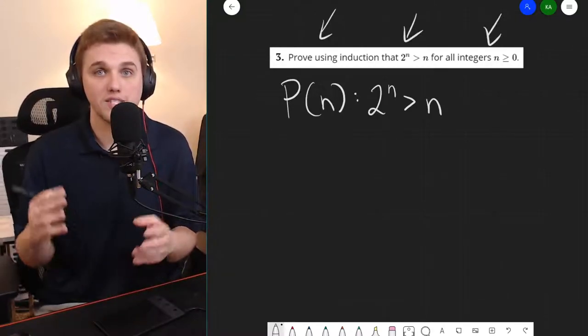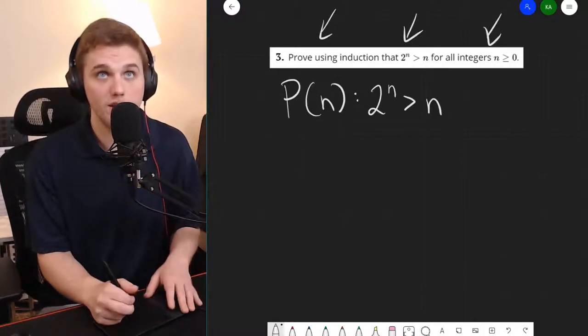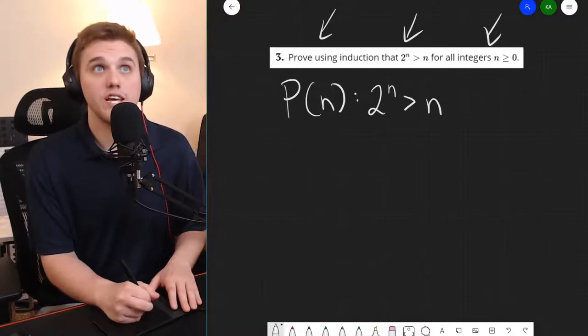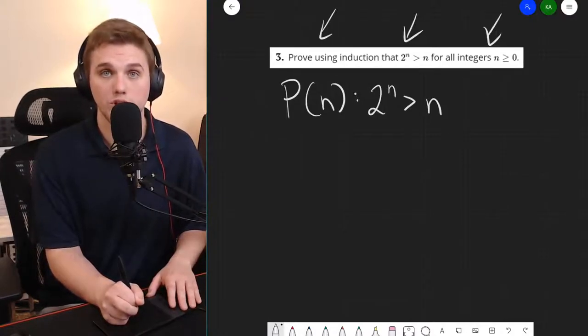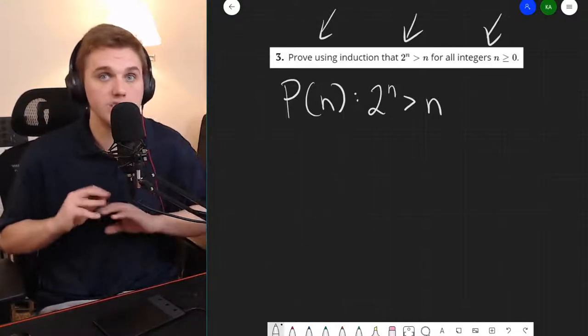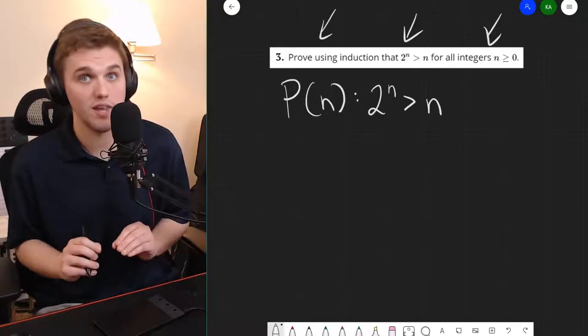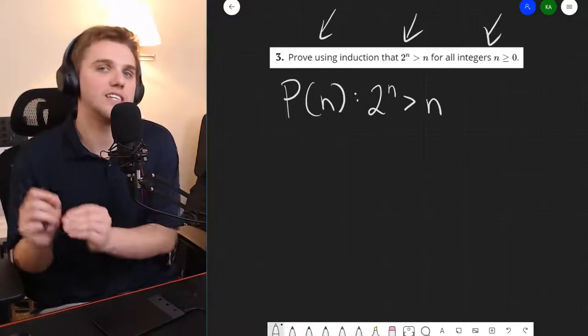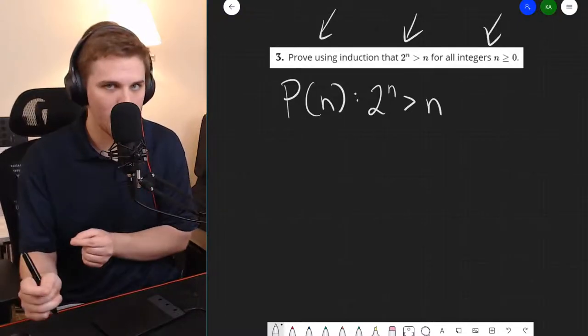what does this white box say if P(n) is 2^n greater than n? Well, this just says, prove using induction that P(n) for all integers n greater than or equal to 0. So I want to clarify, the thing in the white box is not P(n). P(n) is contained inside of this statement, not the other way around.